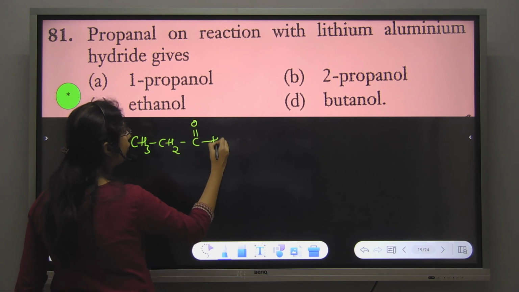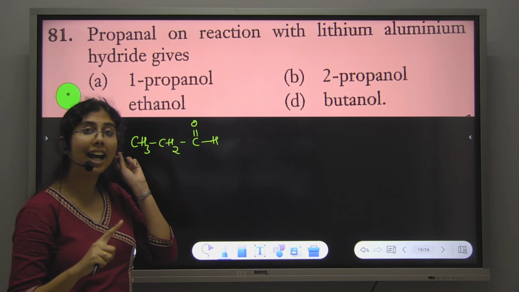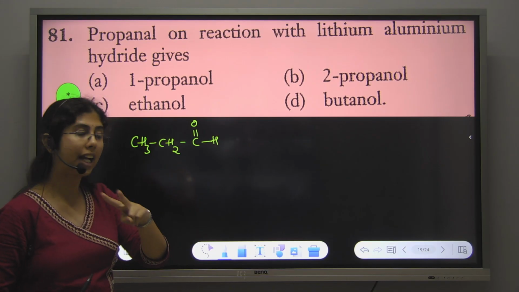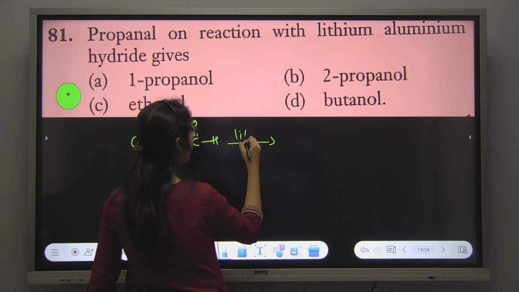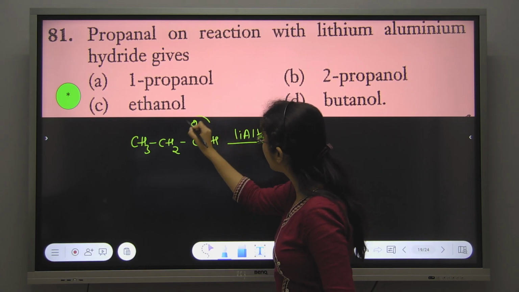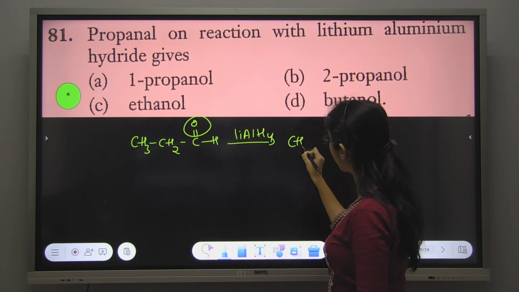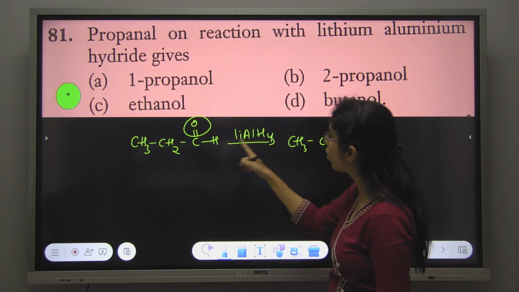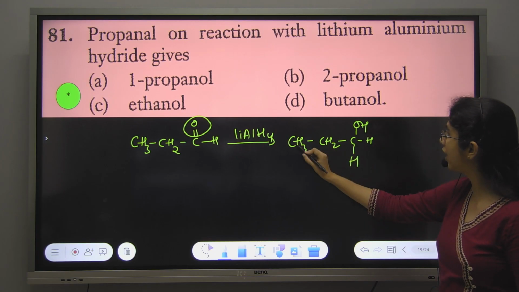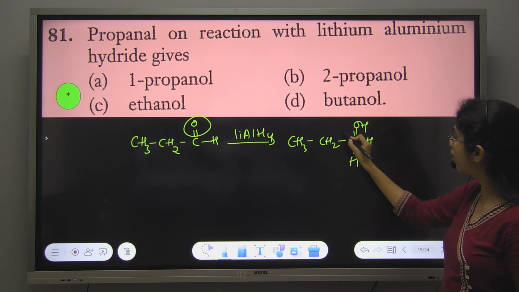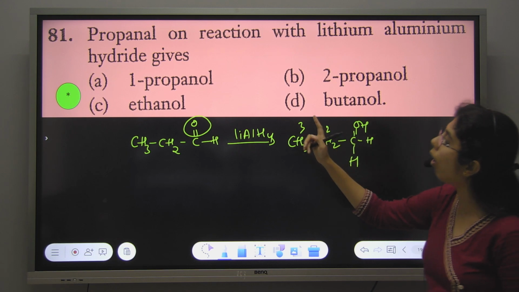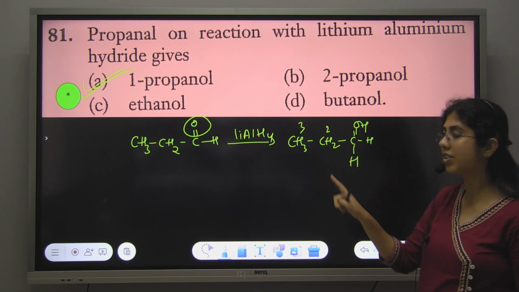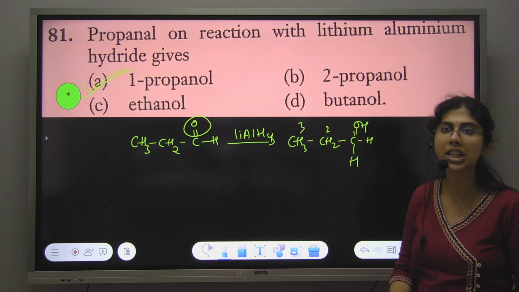So propanal is this, which we just now discussed. Aldehyde will give primary alcohol on reduction and ketone will give secondary alcohol. So if you add lithium aluminum hydride, you will convert this into OH. Then what happens? CH3, CH2, CHOH, and one more hydrogen is added here. So what is this? 1, 2, 3, propan-1-ol. Option A is correct. First carbon has the OH, right? Option A is correct.